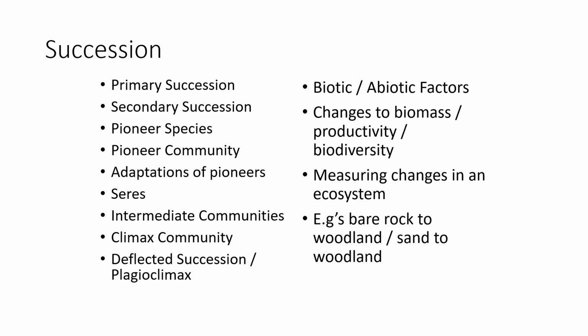Adaptations of pioneers, so we talked about the pioneer species being able, for example, to exist where there's very few nutrients in the soil, where there might be very little water. They may, for example, have very long roots to reach the water table.